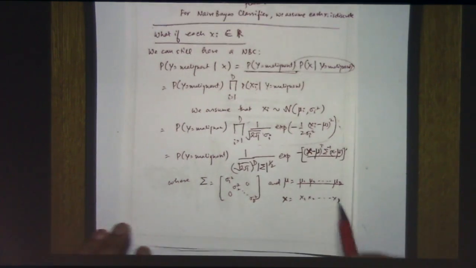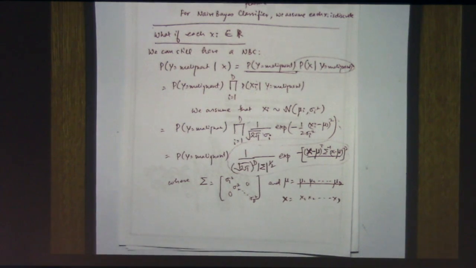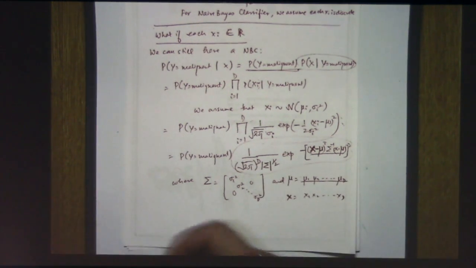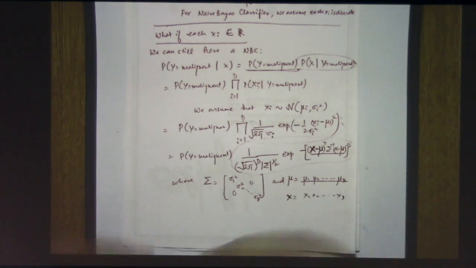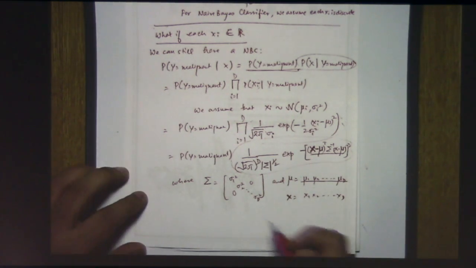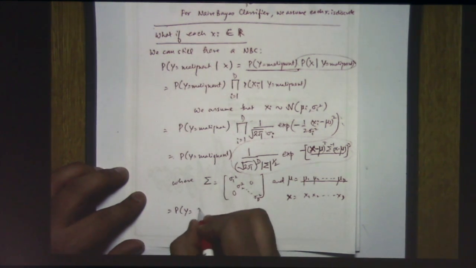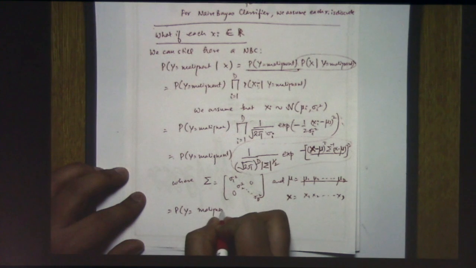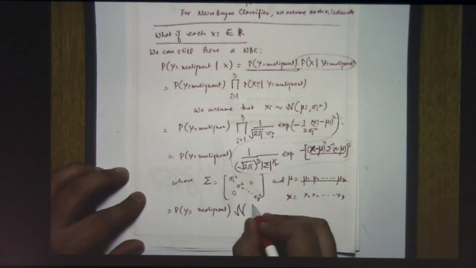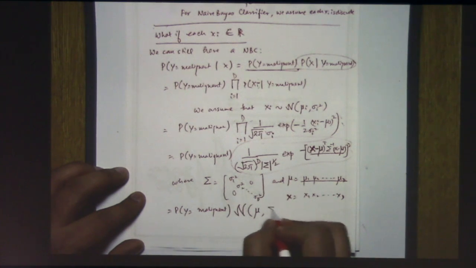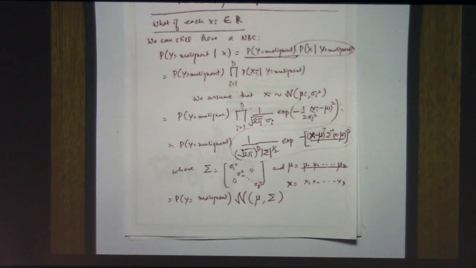Which means that suddenly if you look at this expression, it looks like a multivariate Gaussian. This is a PDF for a multivariate Gaussian in which mu is the mean and this uppercase sigma is your covariance matrix, which means that you can write this as P(y = malignant) times the PDF of a multivariate Gaussian with mean mu and this as sigma. All right, so this is the idea.